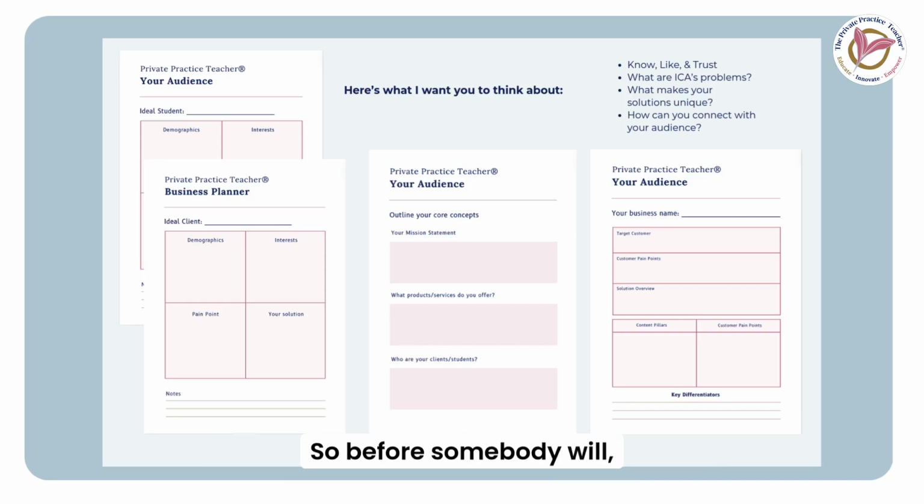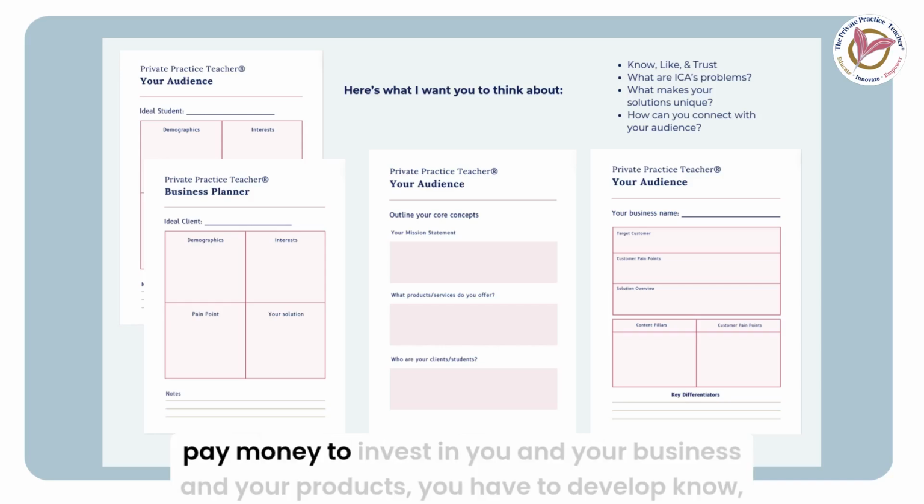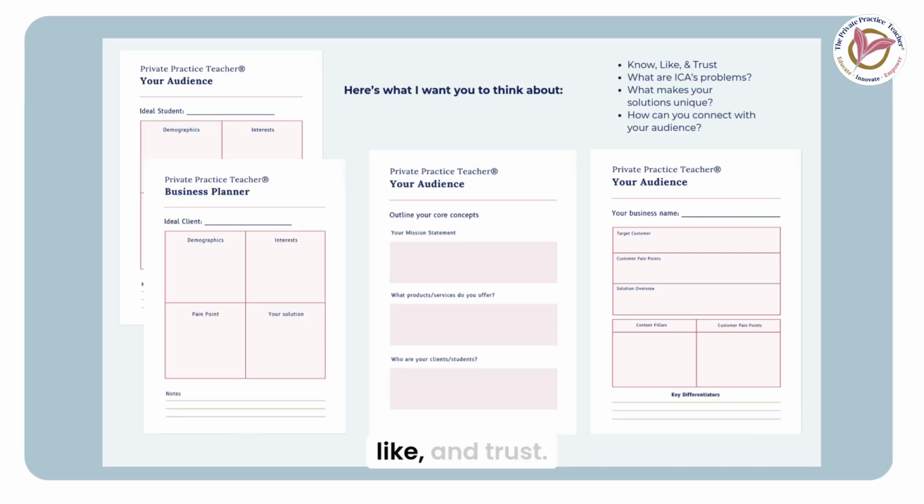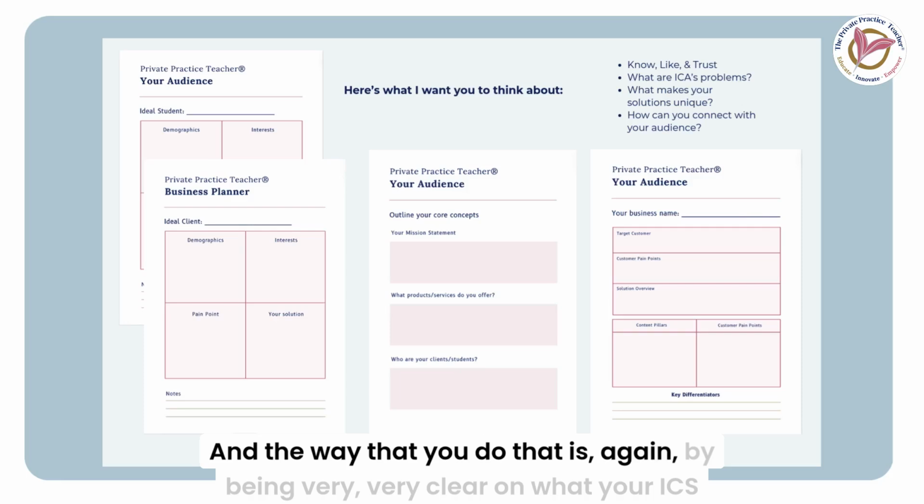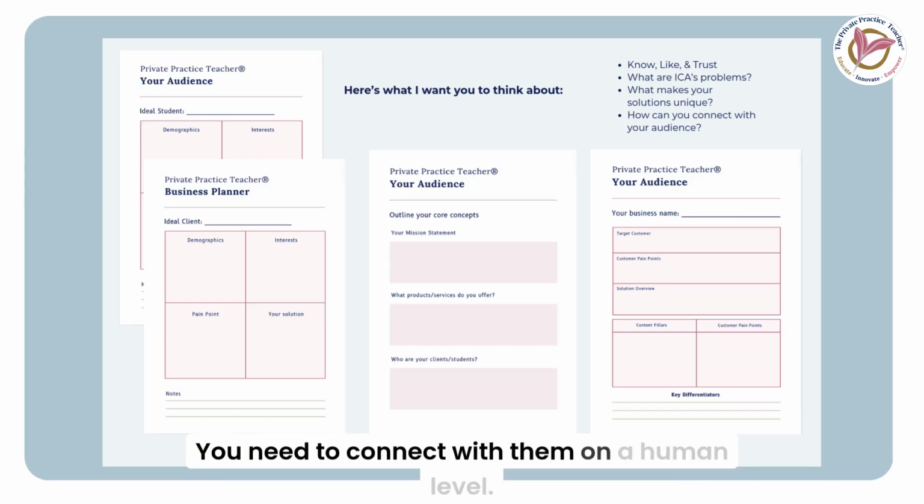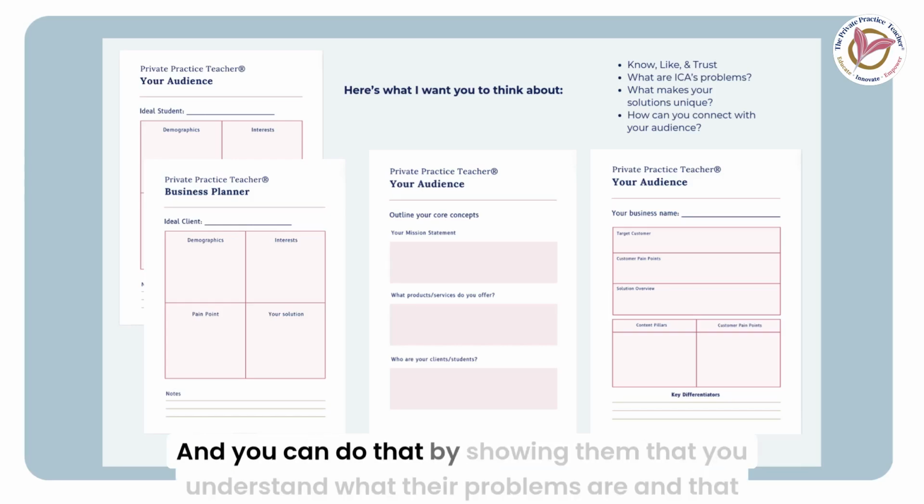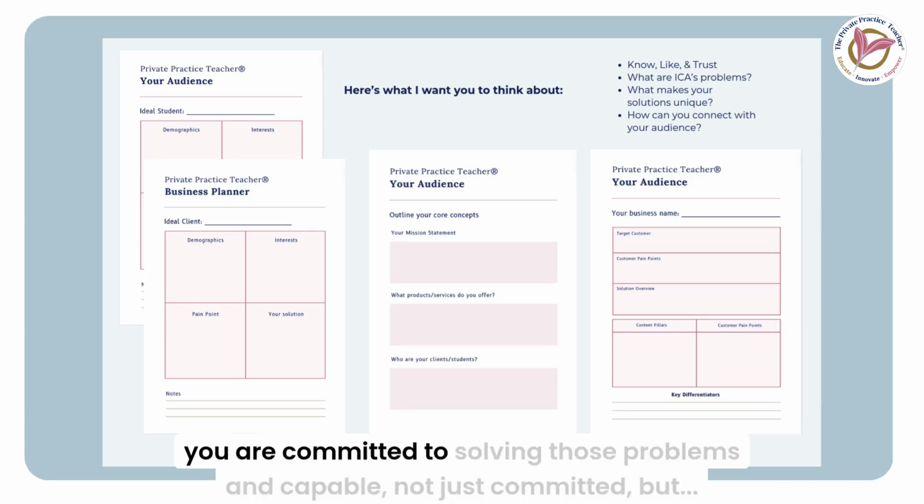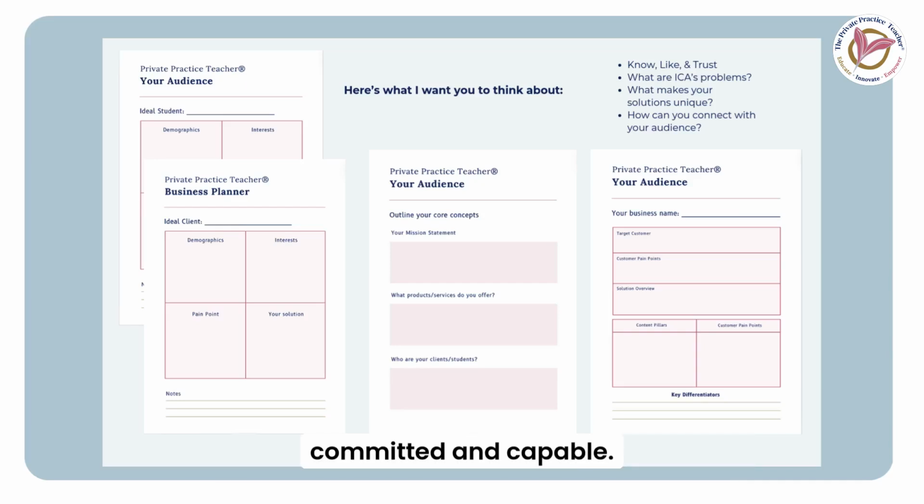So before somebody will pay money to invest in you and your business and your products, you have to develop know, like, and trust. And that takes time. And the way that you do that is, again, by being very, very clear on what your ICA's problems are, why your solution is unique, and how you can connect with them. You need to connect with them on a human level. And you can do that by showing them that you understand what their problems are and that you are committed to solving those problems, and capable, not just committed, but committed and capable.